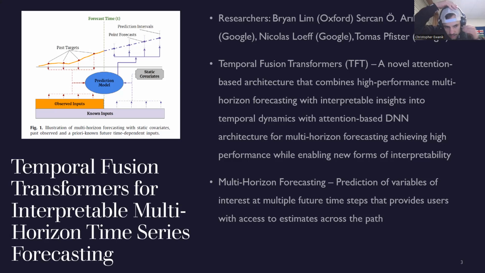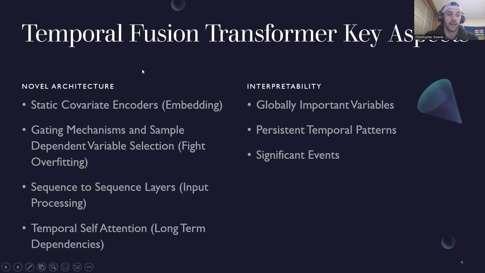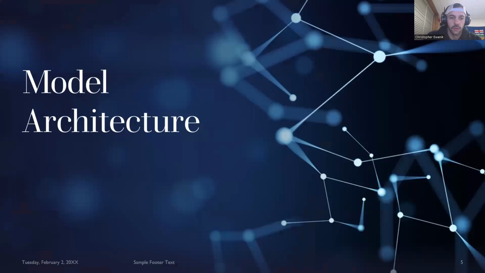All right, moving on. The architecture is really cool. It has static covariate encoders, which I just talked about a little bit. It has a really cool gating mechanism and a variable selection part. It has sequence layers, and then temporal self-attention. What's also awesome about this, and we're going to break all these down, is it shows you your globally important variables, your persistent temporal patterns, and your significant events. Okay, cool.